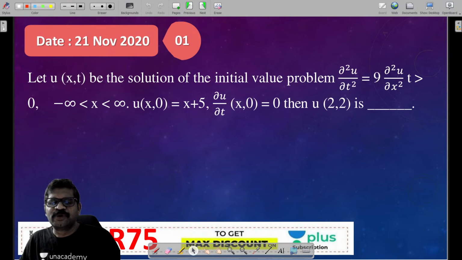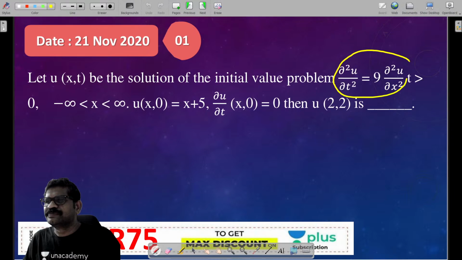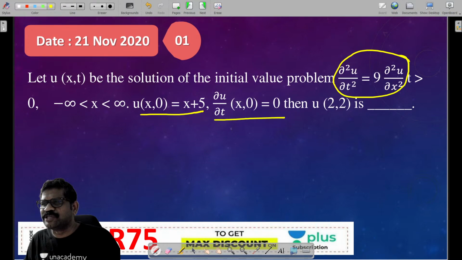Let u of x, t be the solution of the initial value problem del square u by del t square equal to 9 into del square u by del x square. It is a wave equation. u of x comma 0 is x plus 5. Del u by del t of x comma 0 is 0. Then you have to find out u of 2 comma 2.